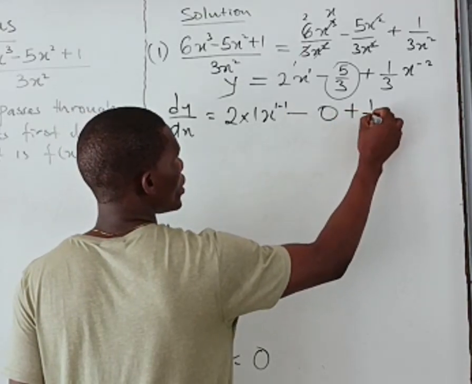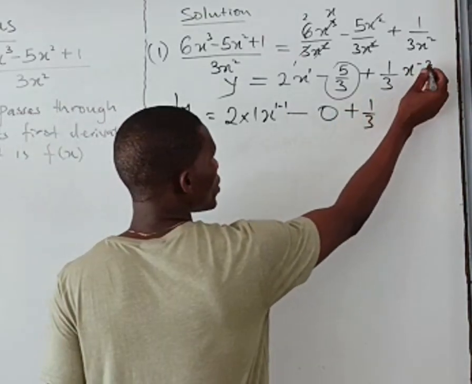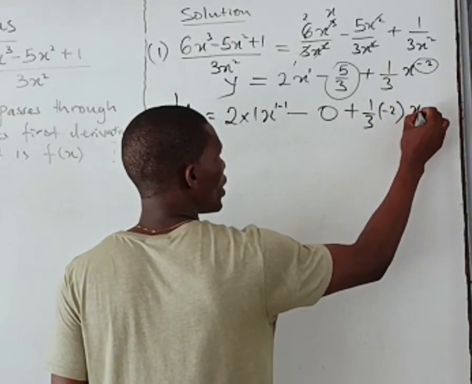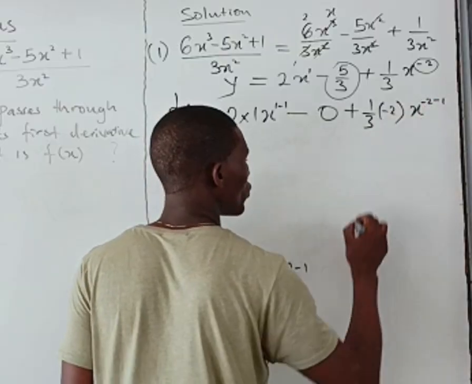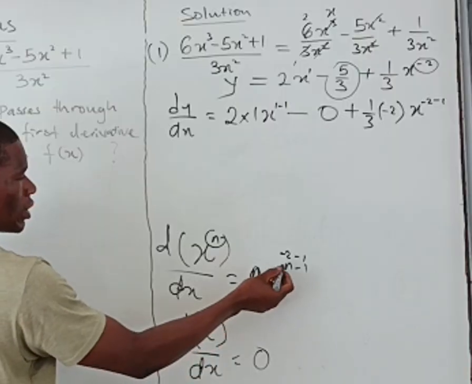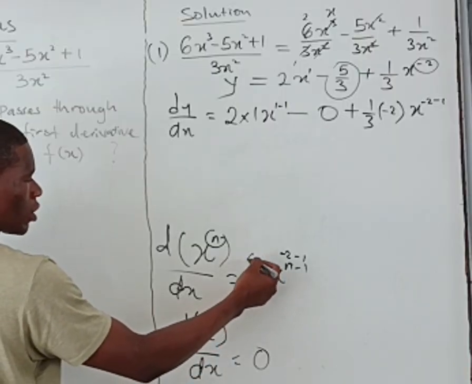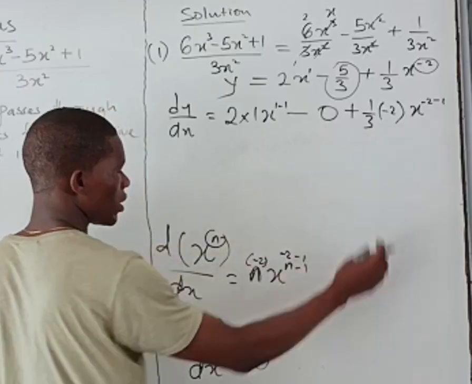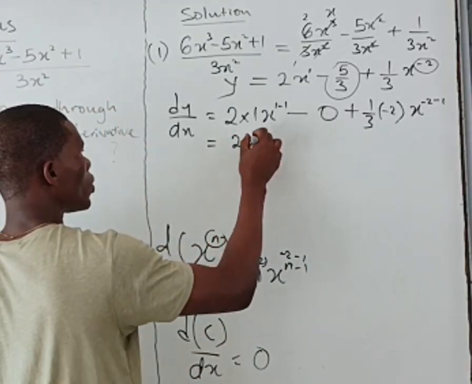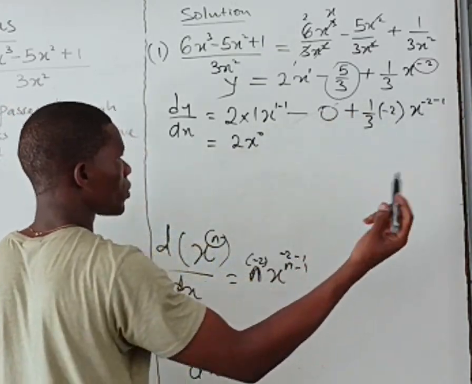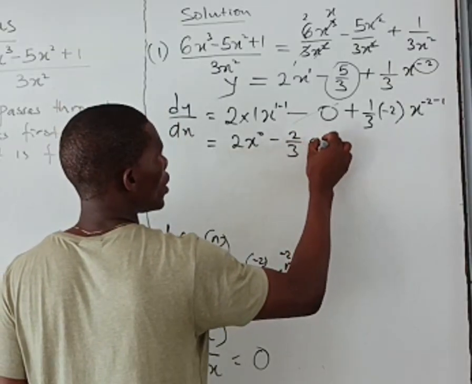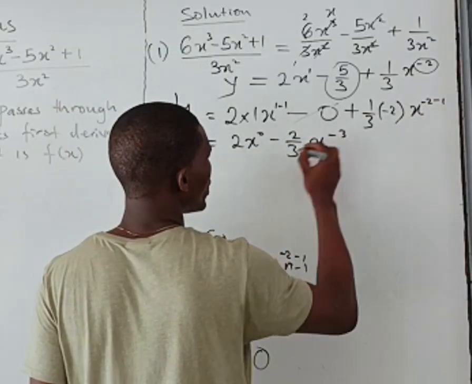Then plus 1 over 3. Now the same rule applies to this one. That means this minus 2 will multiply what we have here. That is minus 2, then we have x raised to power minus 2, then we subtract 1 from that, right? So n here is minus 2, then we subtract 1, right? And this n, minus 2, multiplies what we have here. So that is it. Then moving on, we have 2x raised to power 0, minus 0, that is 1, right? That has nothing to do with it. So plus 1 over 3 times minus 2, that is minus 2 over 3 x raised to power minus 2 minus 1, which is minus 3.